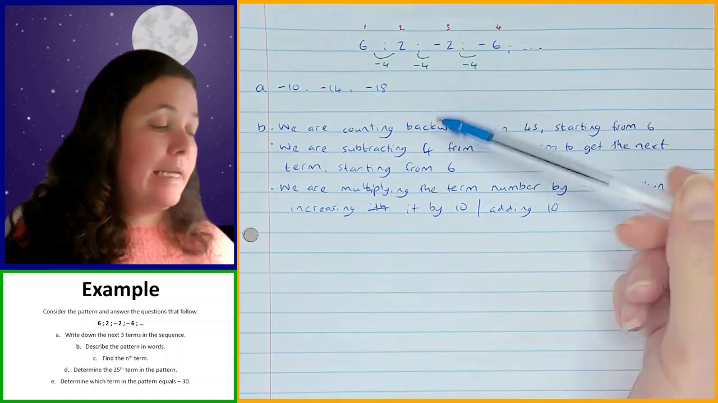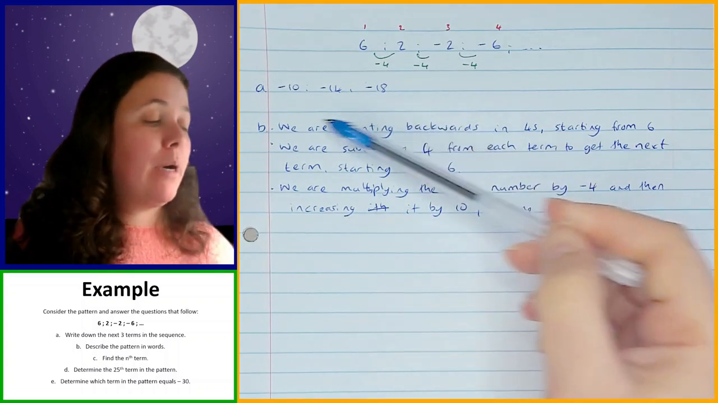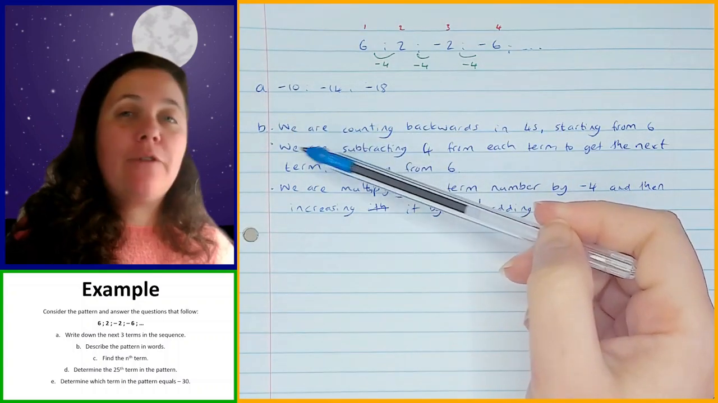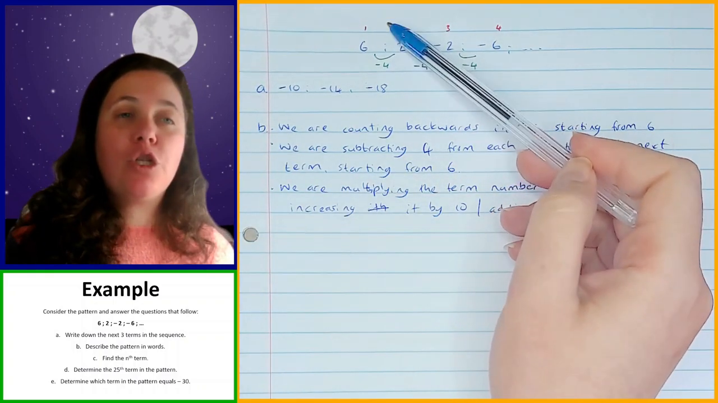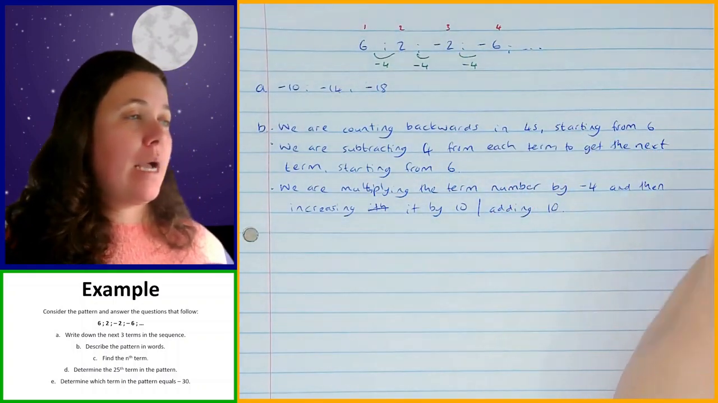So again, we can describe it in a few different ways, talking about how we are counting, how we get from one term to the next term, or talking about the relationship between the term number and the term value. Okay, question C.